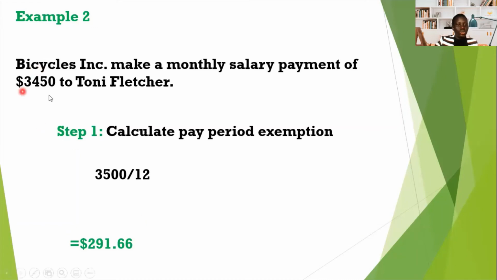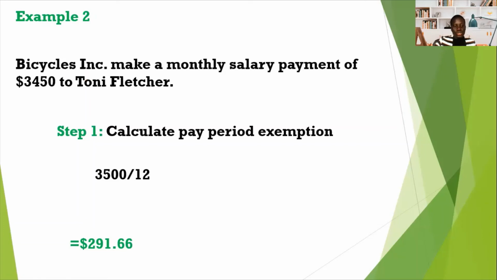This is his gross pensionable income or taxable income. We have not been told that he got allowances. We have not been told that he has cash taxable benefit. We have not been told that he has non-cash taxable benefit. So we're only working with 3,450 to Tony on a monthly basis. So how many pays in a month does this guy have? 12, right? So the first step is to calculate the pay period exemption.